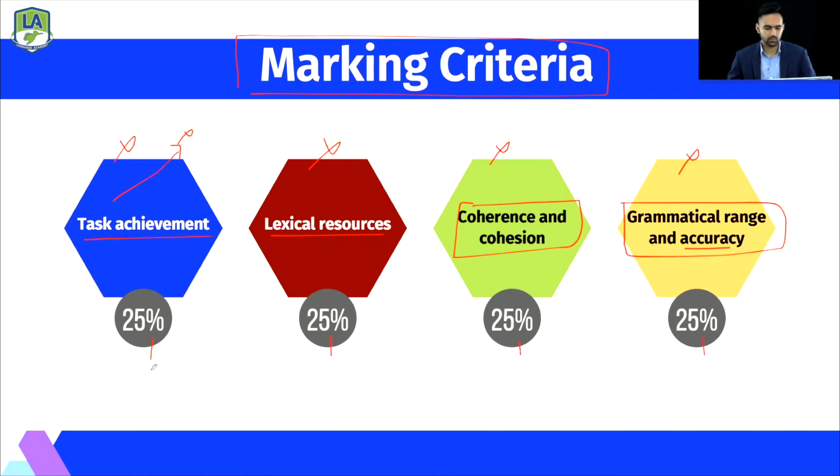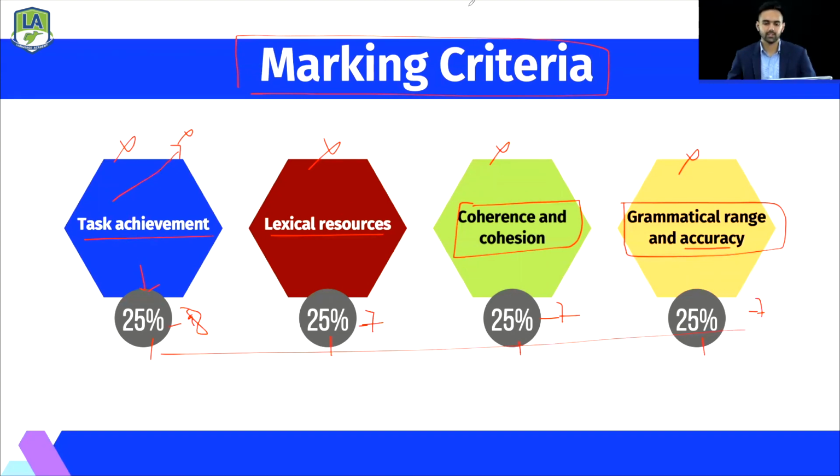Let's say you get 9 band here, 9 here, 9 here, and 9 here. Let's say you get 8 over here, and then 7 here, 7 here, and 7 here. So 7 plus 7 plus 7 plus 8 divided by 4 versus 9 plus 9 plus 9 plus 9, and you'll get somewhere about 7.5. So you need to make sure you maximize your score and pay attention to all the parameters examiners are going to look at.